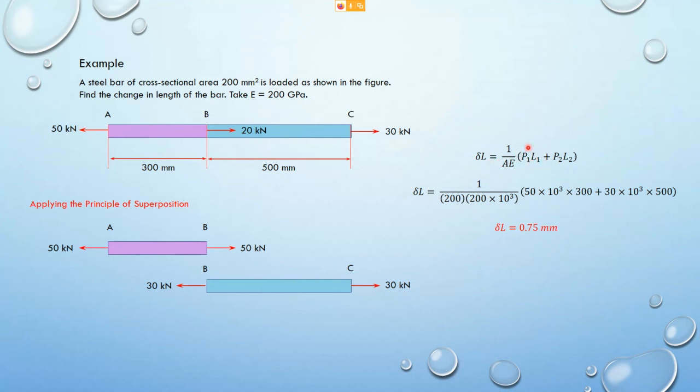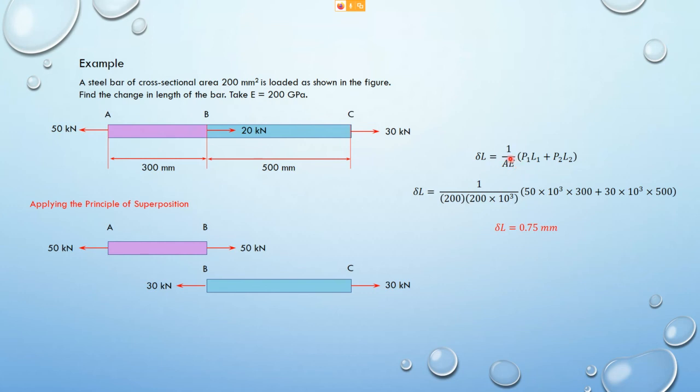This is the deformation of part 1, which is force, length, over area, Young's modulus for this, and force for part 2, length for part 2, over the area and the E. Why have the area and the E been taken out of this whole equation here? Why has it been extracted from here? Because the area is the same, the cross-sectional area of both parts is the same. So that is why I extract the A out here.